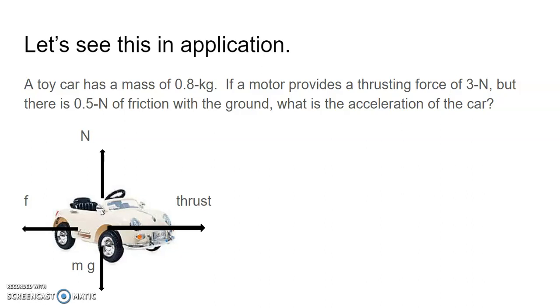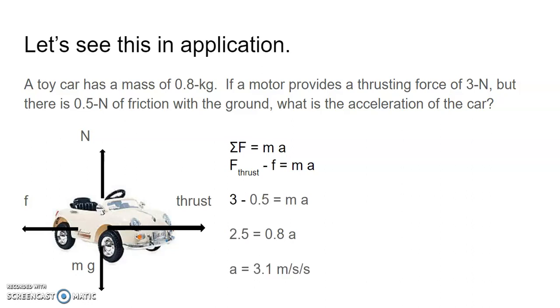The weight is down and the normal force, or the reaction force, is up, equal and oppositely directed to the weight. Sum of the forces equals m times a. That's the thrust force minus friction equals ma. That's 3 minus 0.5 equals 0.8 times a. And you solve that, you get 3.1 meters per second squared. Think you got it?